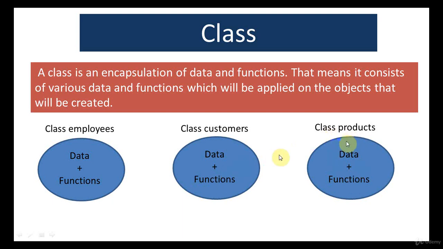Similarly, we can have another class, products. Now again, I repeat, this class products would be having data and functions related only and only with products. In data we can have product code, product description, product price, etc. And in functions we can have the printing of the report of all the products which are available. Then we can have the printing of all the features of a product. We can have a function that will add the new product that has arrived in the stock, etc.